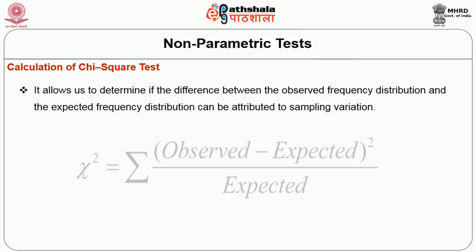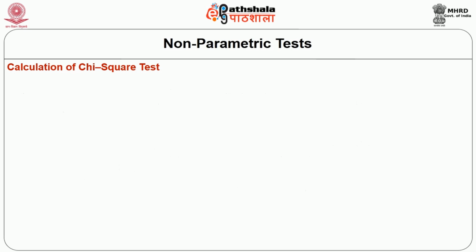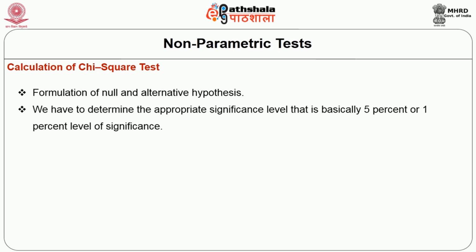Next, we will see about the calculation of the chi-square test. Calculation of the chi-square statistic allows us to determine if the difference between the observed frequency distribution and the expected frequency distribution can be attributed to sampling variance. The first step involved in the calculation of the chi-square test is formulation of null and alternative hypotheses. Secondly, we have to determine the appropriate significance level, that is basically 5% or 1% level of significance.